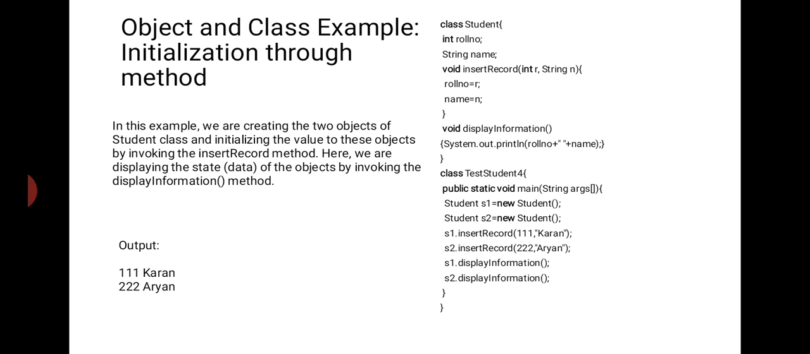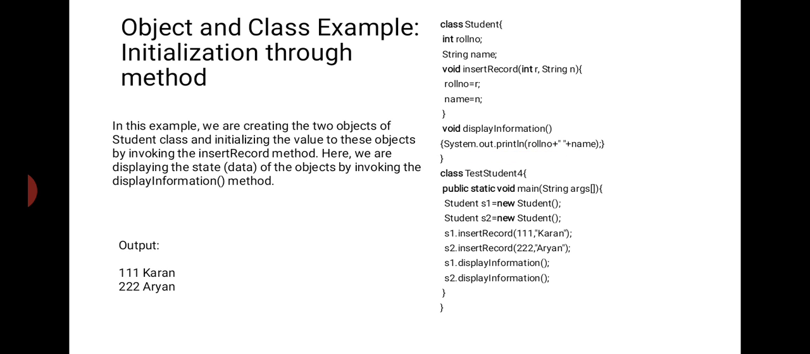Now the next example is initialization through method. Here again student is my class. There are two variables, and now here I have used two methods. First method is insert record and second method is display information. In insert record I am passing two parameters, one of type integer, another of type string. Next in display I am going to print the value of both the variables.